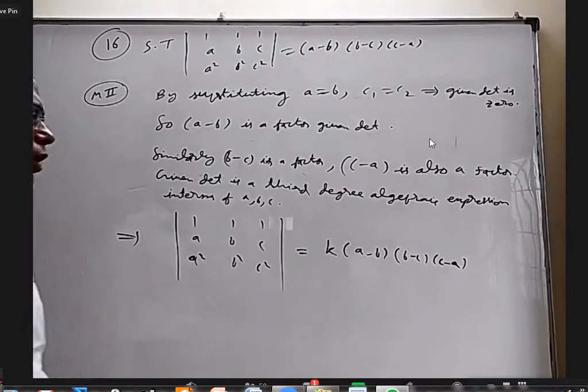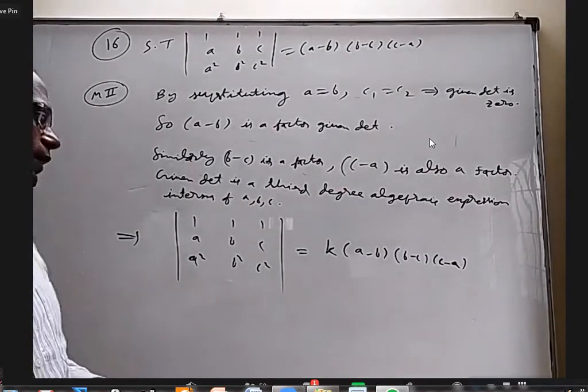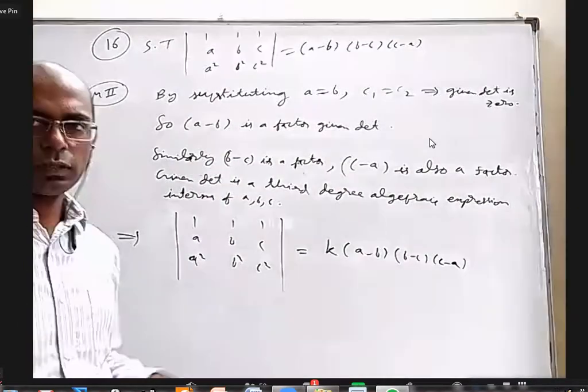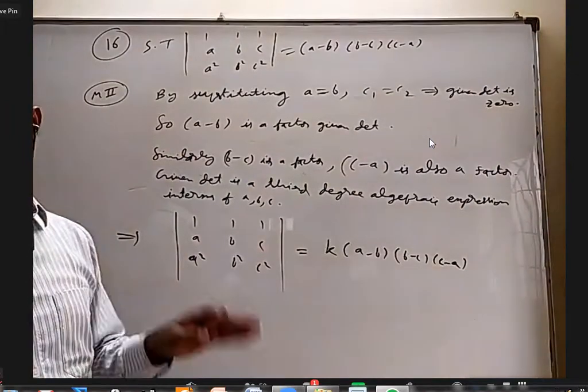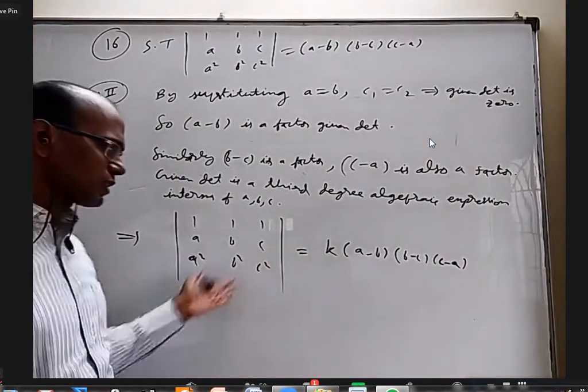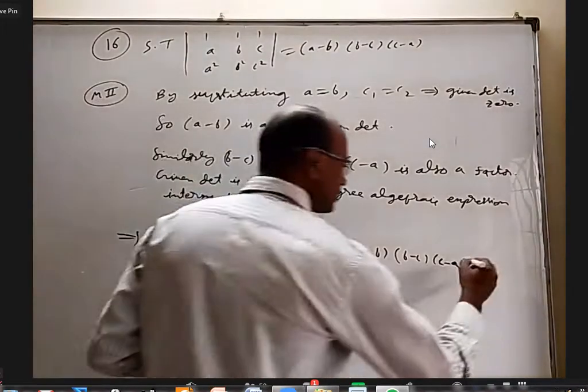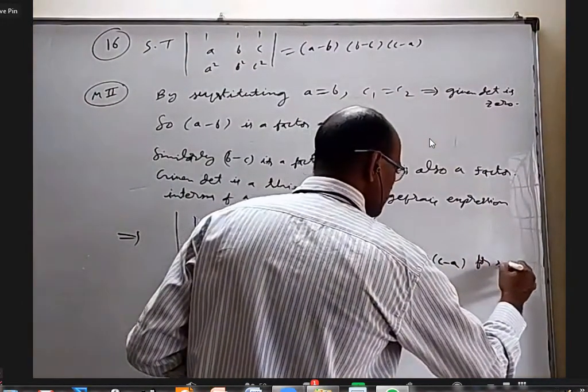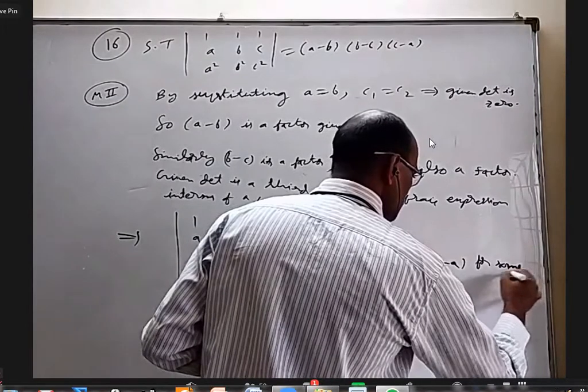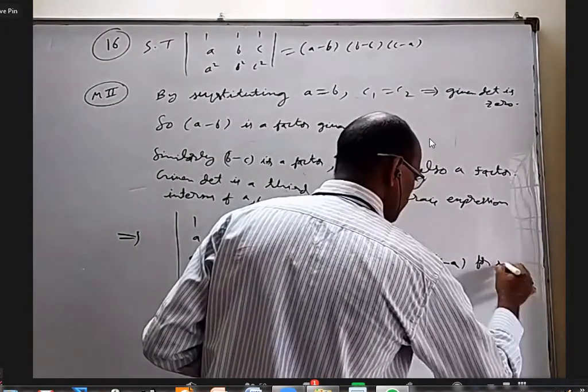Okay, so how to prove that K equals plus 1 only? For that, we have to take some numbers. Take A equal to some number, B equal to some number, C equal to some number, find LHS, find RHS, you will get the value of K. Alright. Here I have to write, for some K belongs to R.